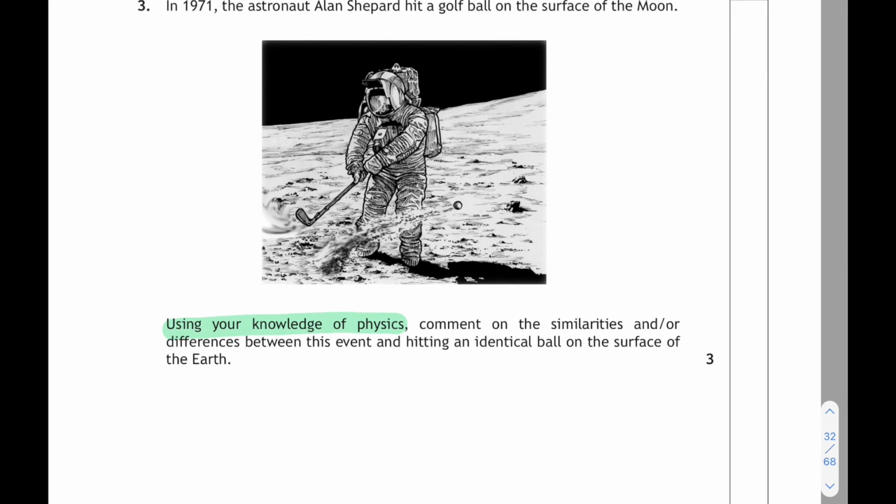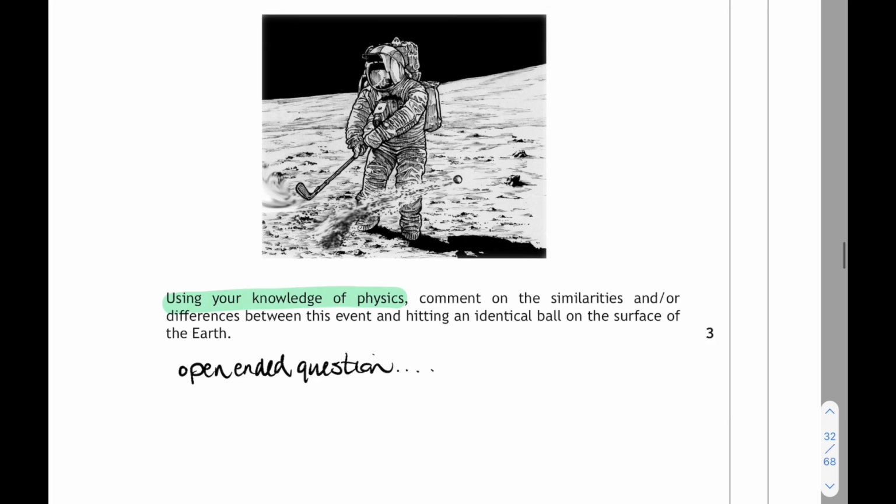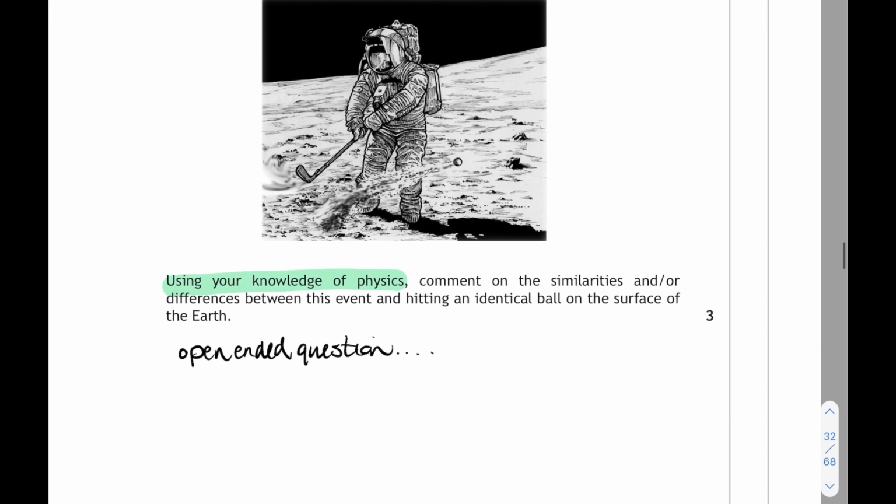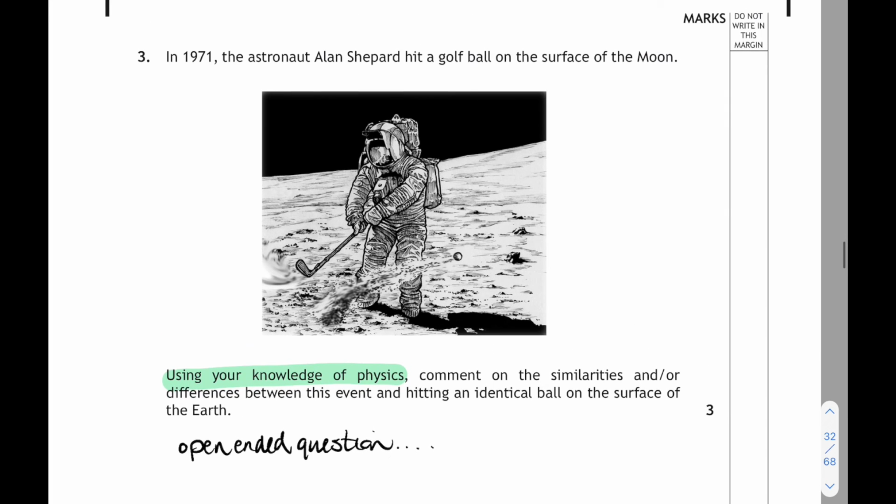Well, as soon as you see those 5 words, using your knowledge of physics, you know that this is an open-ended question, and it's really up to you what you put down, as long as it's relevant and at a suitable level, and it contains the physics that demonstrates your knowledge, then you can get yourself up to 3 marks here. So what sort of things could you be writing about?